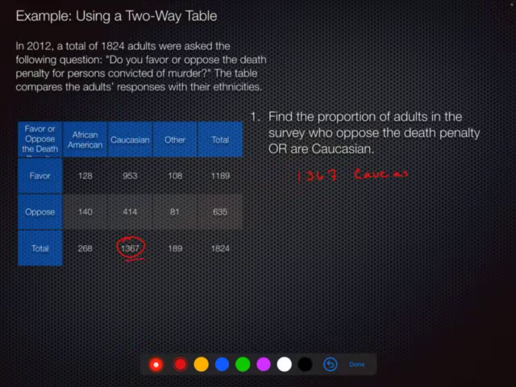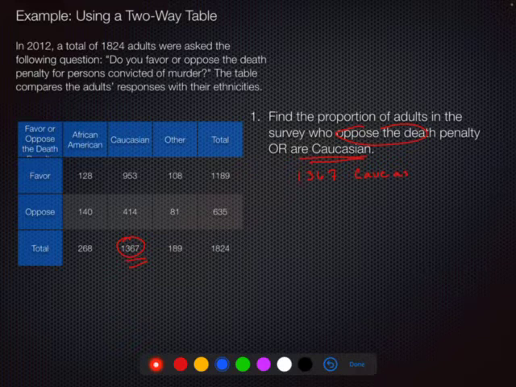So that takes care of the "are Caucasian" part. We have to count everybody there. Then we also want to count survey respondents who oppose the death penalty. Now we don't want to double count the Caucasians. They can be in both groups.